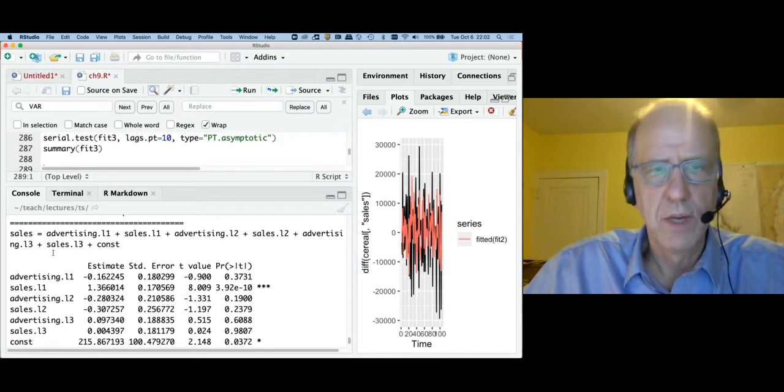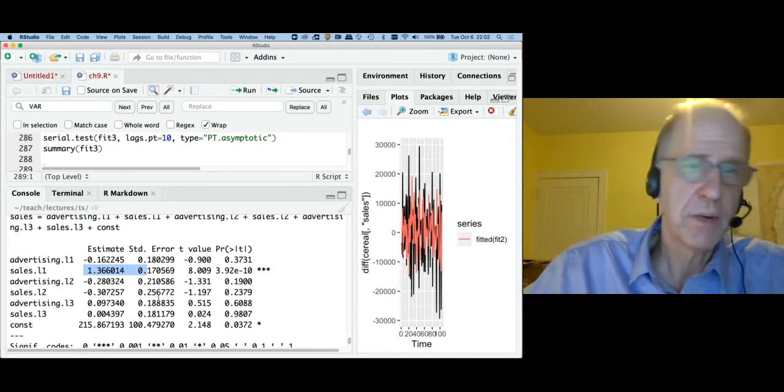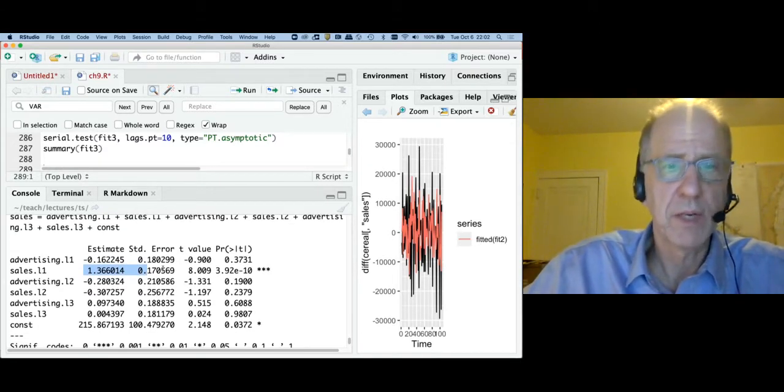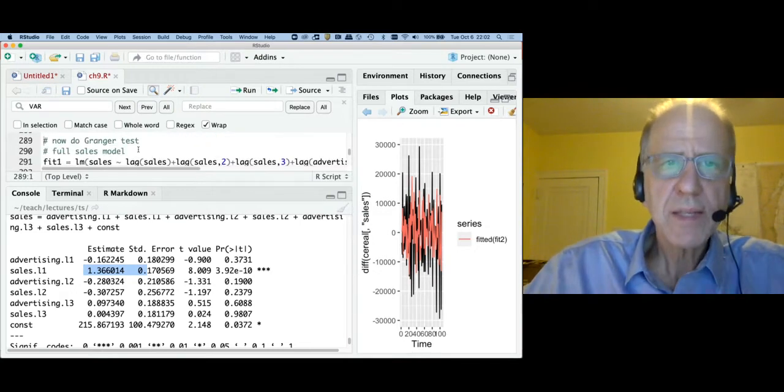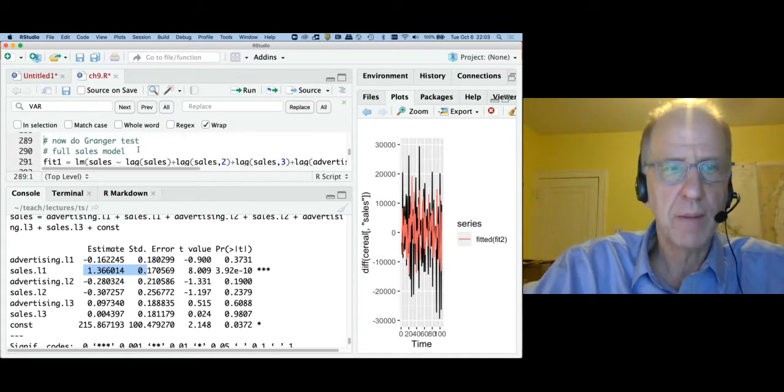So sales we see as affected by sales in the previous period, the lag version of that, and that's about it. Nothing else is entering into that model. The next thing I'd like to do is a Granger test. But the Granger test in this situation is substantially more complicated because I have 3 lags.